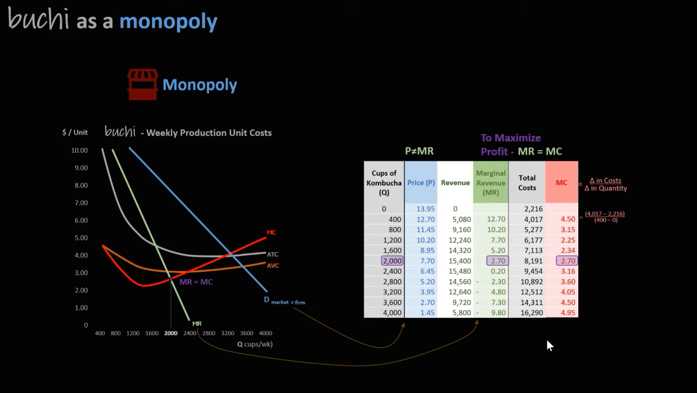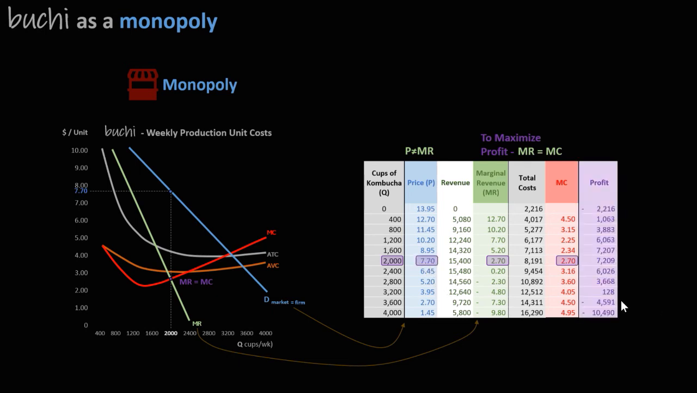And then from here, we draw our line up to the price line or the demand curve, and that tells us the price that we can charge. And in this case, it's $7.70 as shown in our table. We can see if we do calculate the profit, that this indeed is the price and quantity that maximizes profit where marginal cost equals marginal revenue.